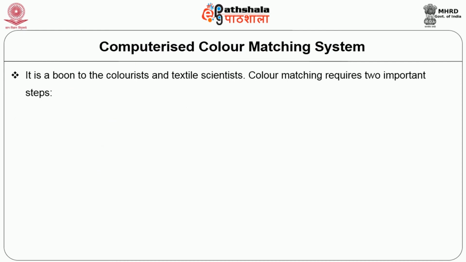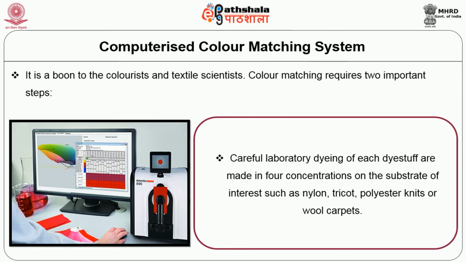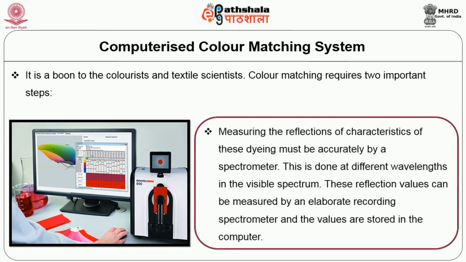The computerized color matching system is another machine which aids in shade matching of fabric. It is a boon to the colorist and the textile scientist. Color matching requires two important steps. The first is careful laboratory dyeing of each dye in 4 concentrations on substrates such as nylon tricot, polyester knits or wool carpet. The second step is measuring the reflectance characteristics of these dyeings using a spectrophotometer. This is done at different wavelengths in the visible spectrum.